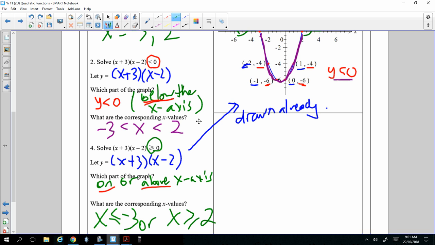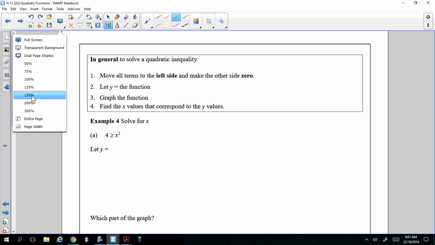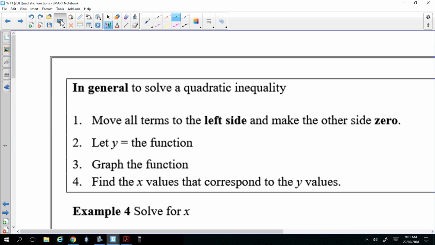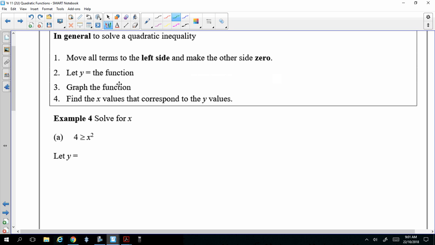So I've summarized all for you. So what's the procedure? The first step is to make sure the right side is 0. So move all terms to the left side, make one side 0. Let y be the function, graph the function, find the x value that corresponds to the y values. Easy. Okay, let's do it.